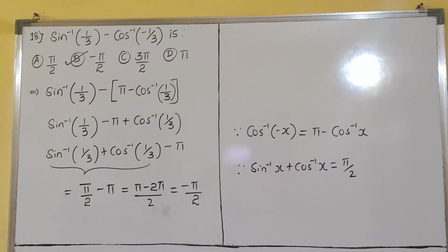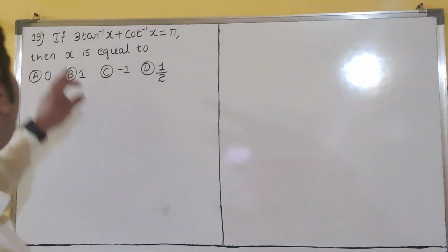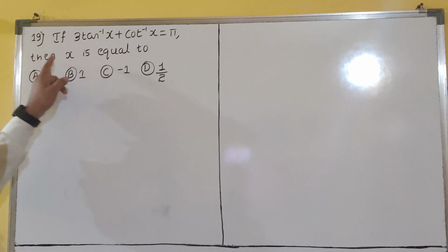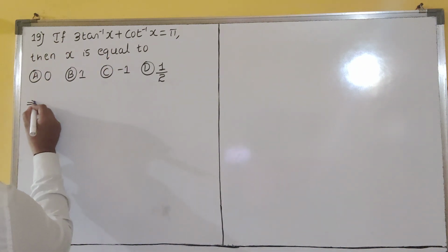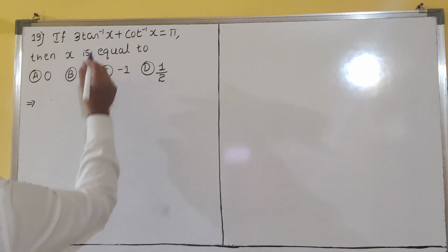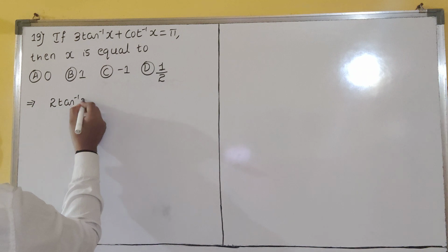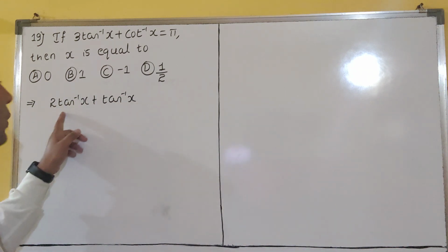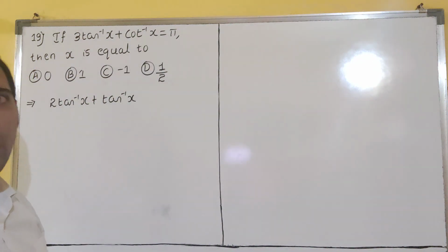Let us continue with the next question. If 3 tan inverse x plus cot inverse x is equal to pi, then what is the value of x? Very simple question. See here. 3 tan inverse x, I can write like this: 2 tan inverse x plus tan inverse x. Yes or no, you see. 2 tan inverse x plus tan inverse x will give 3 tan inverse x only, dear students.